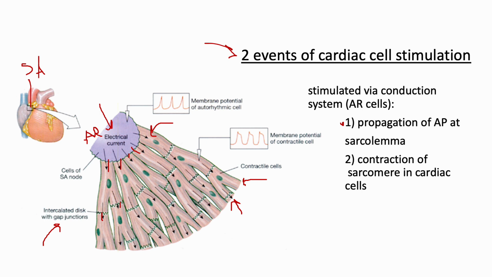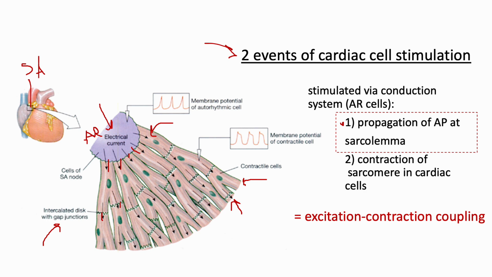So in order to get cardiac cell contraction to occur, we need propagation of the action potential along the sarcolemma and then contraction of the sarcomere. And we call these events together excitation-contraction coupling, or ECC. So that's what we're going to work through next. We need those two events to occur. We need the cell to be excited, which leads to contraction of the sarcomere. So, excitation-contraction coupling. Let's start by looking at the propagation of the action potential along the sarcolemma.